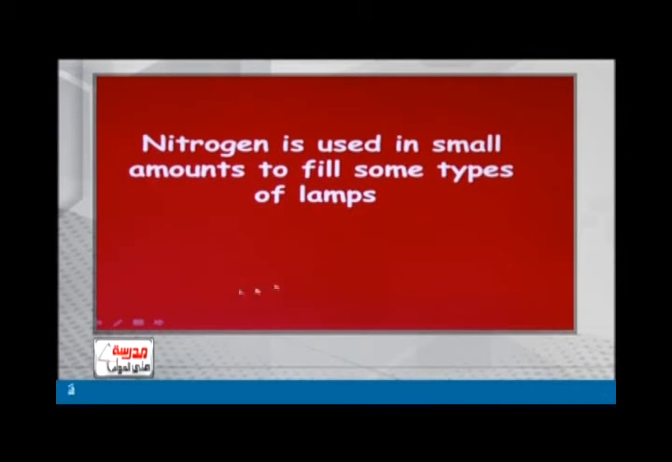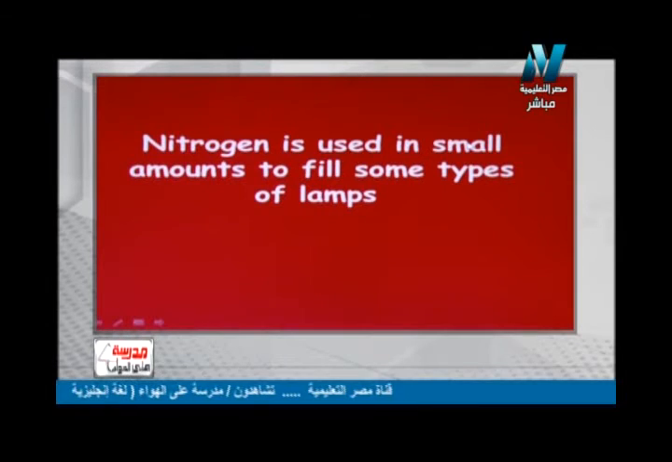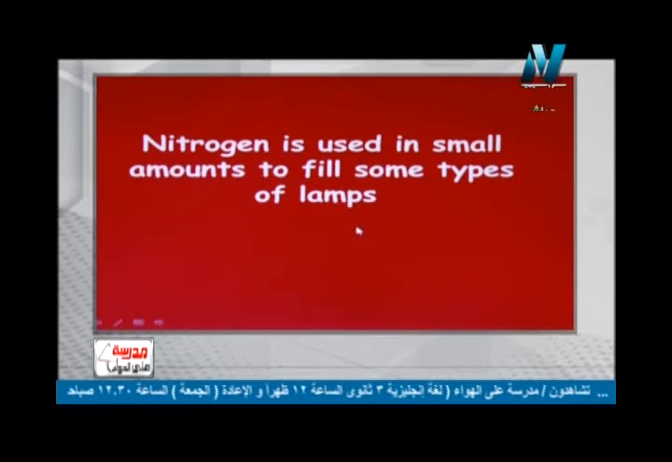إن شاء الله الترم الجاي هندرس كويس قوي the structure of the lamp، تركيب اللمبة، ومهم قوي يكون جواها حاجة اسمها inactive gas، غاز غير نشط، زي النيتروجين gas كده. Okay? Nitrogen gas is used in a small amount to fill some type of lamps.